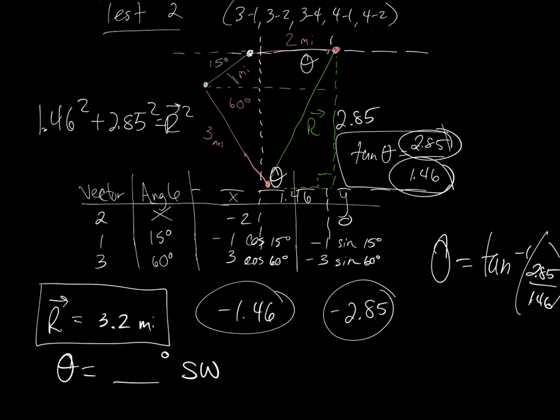Do you get a number for that? What do you get when you do that? Is that right? All right, that works. 62.9 it is. Okay, degrees southwest. And that makes a lot of sense.